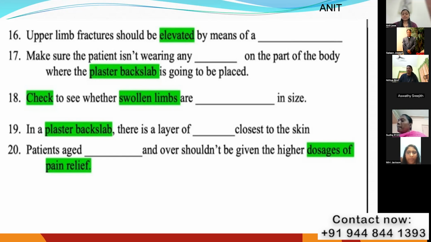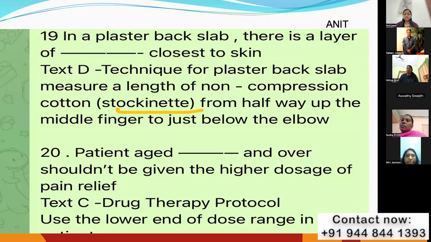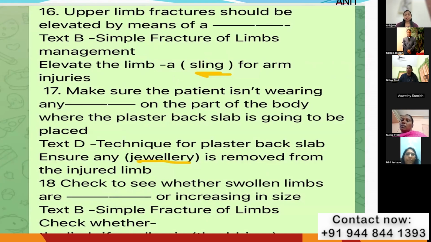In part B, the main heading is simple fracture of limbs and subheadings are assessment and management. So here the answer is from the text B. Let's analyze the text. In the text, we can see that elevate the limb, a sling for arm injuries. Elevate the limb means elevate the fractured arm.